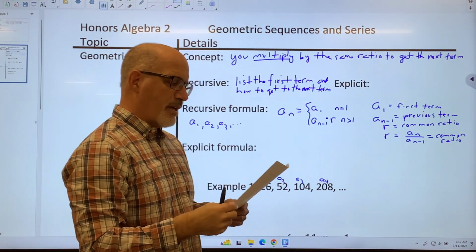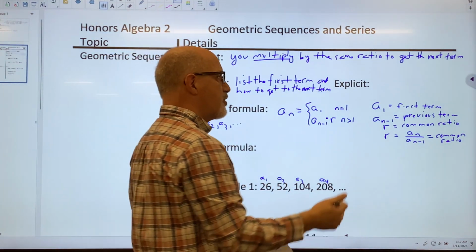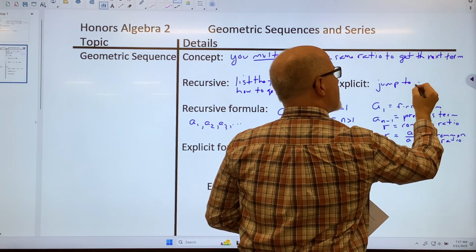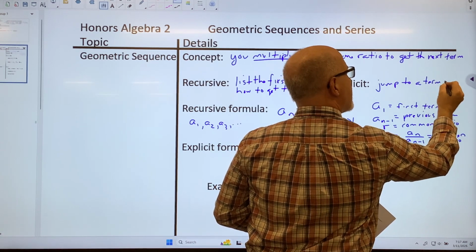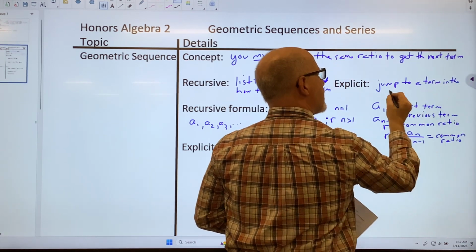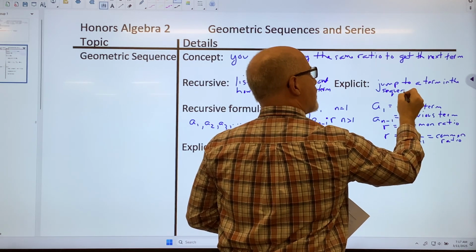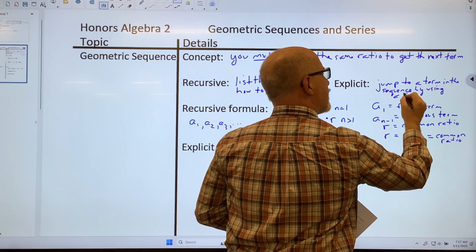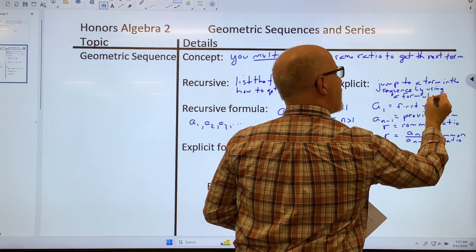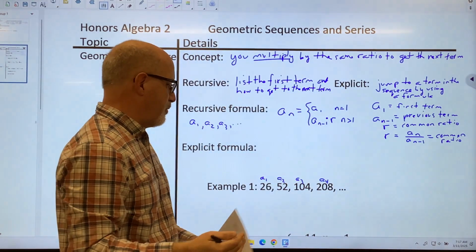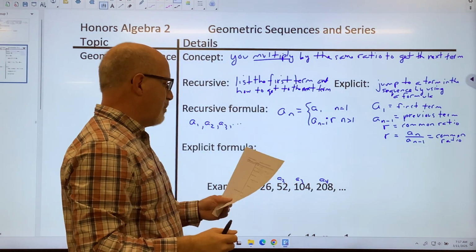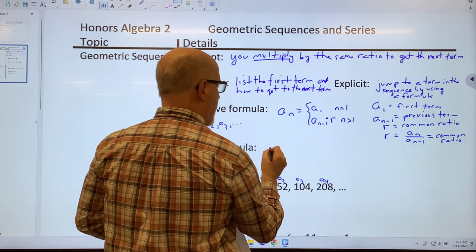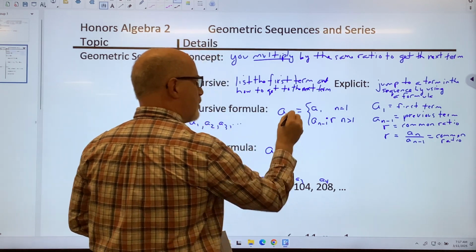Now the explicit formula is where you want to jump straight to a term. So jump to a term in the sequence by using a formula. That formula is usually defined by what number term you want to get in the sequence. So how we'd write that is the nth term is equal to the first term.